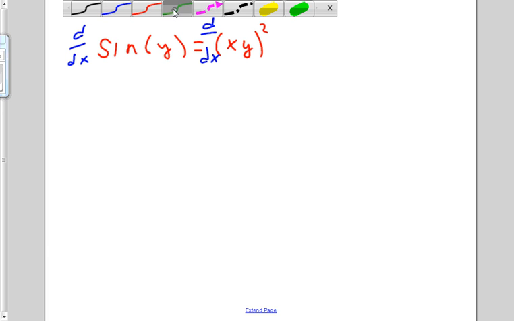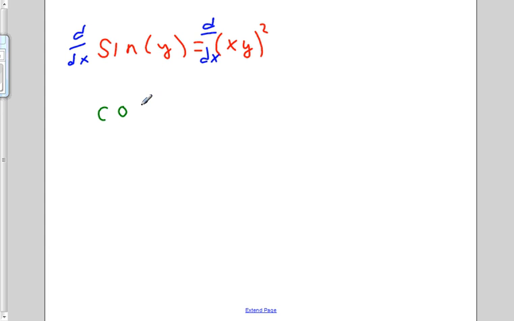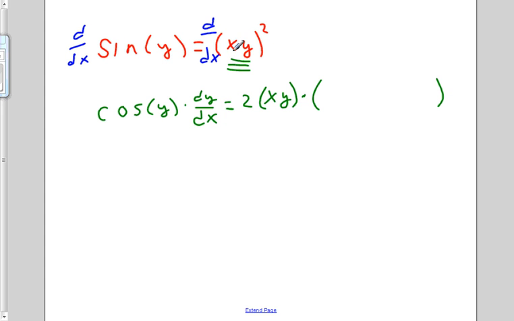And then when we take the derivative of the left side, the derivative of sine of something is cosine of that something times the derivative of the something. Well, the something, derivative of y, is dy dx. And that's going to equal, well, we've got the derivative of something squared. So the derivative of something squared is 2 times that something times the derivative of the something. So the something is, we're going to need to use the product rule. We have x times y. So it's the derivative of the first, which is 1, times the second, plus the first x times the derivative of the second. Well, the derivative of y is dy dx.